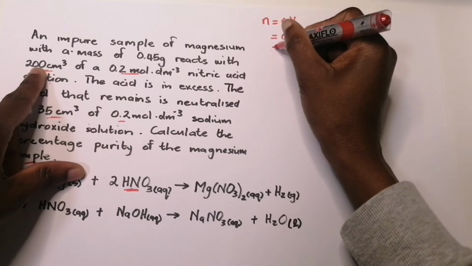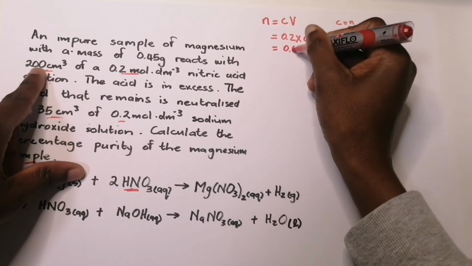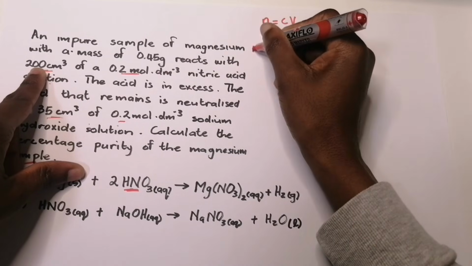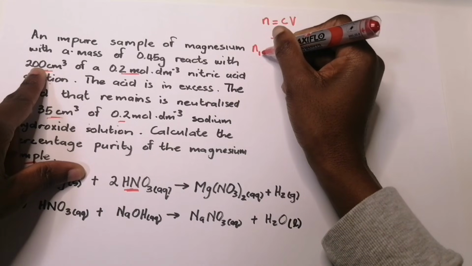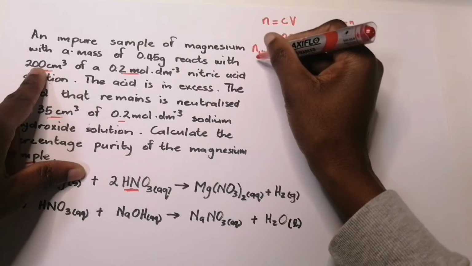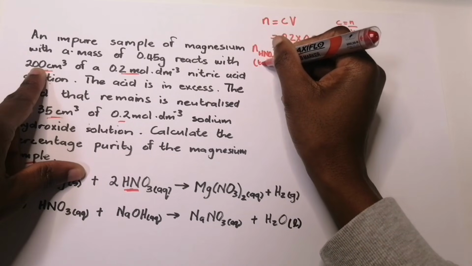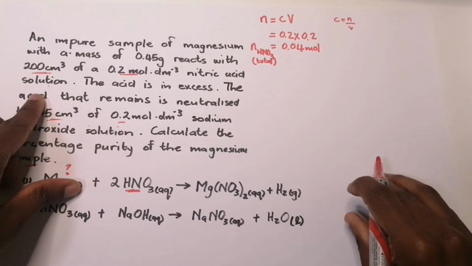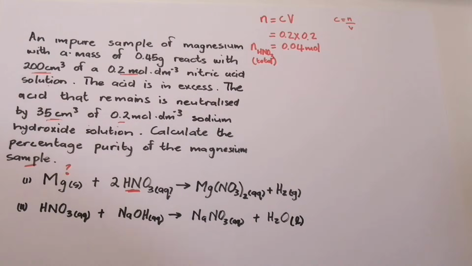I'm not going to waste time on that. So that's 0.04 moles. Now, what are these? These are the number of moles of nitric acid, but these are the number of moles that you have in total. So those are not the number of moles that actually reacted with the magnesium. Those are the total number of moles of nitric acid.